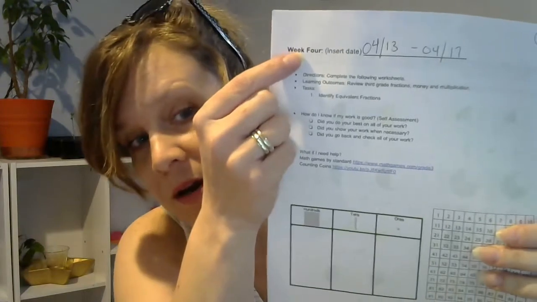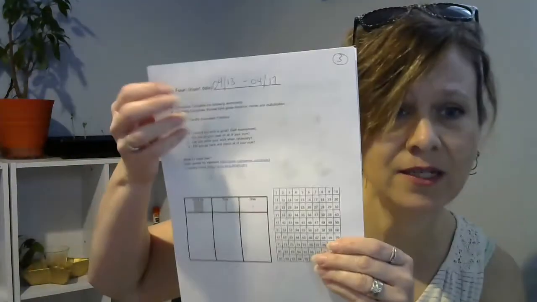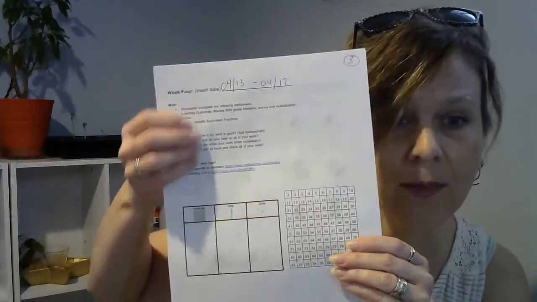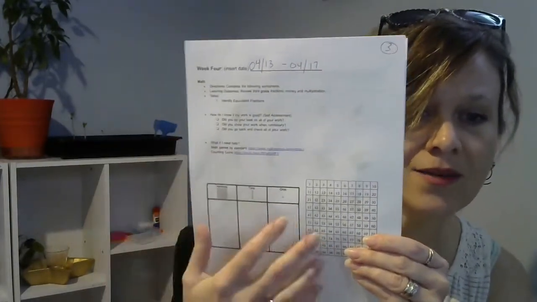This morning we will be going over our week 4 learning packets from April the 13th through April the 17th. So let's just get started. As always, I'm going to hold the paper up so you can see what page I'm working on, and you can fast forward or rewind to the part that you need. So the very first page, as usual, has some expectations for you on the top and some tools for doing math on the bottom, a place value chart, and a hundreds chart.